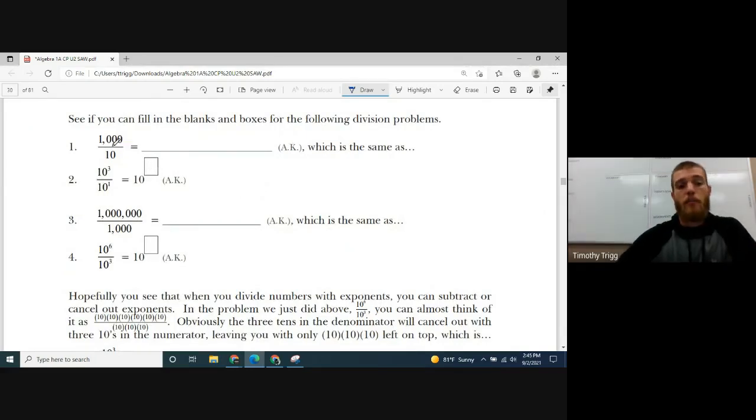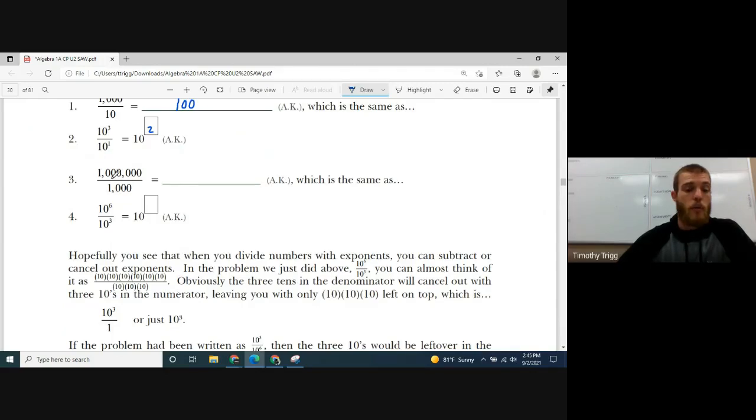What about when we divide? Well, we know when we divide by 10, we could just take off a 0. So 1,000 divided by 10 is 100. Well, isn't that 10 to the power of 2? Yeah, 100 is 10 to the power of 2. So 10 to the power of 3 divided by 10 to the power of 1 is 10 to the power of 2. Well, this one here, 1 million divided by 1,000, you can cross off 3 of these zeros. So that gives me 1,000. Well, isn't that 10 to the power of 3?